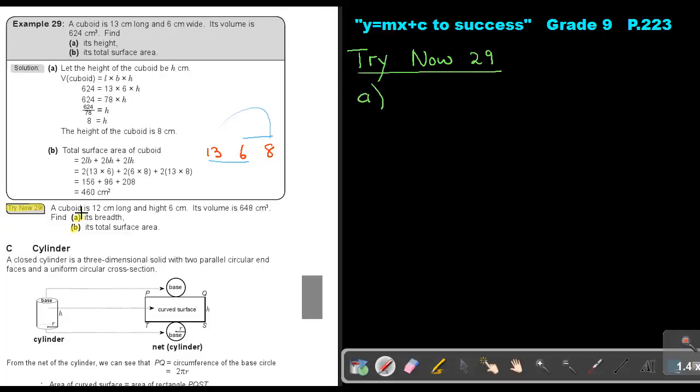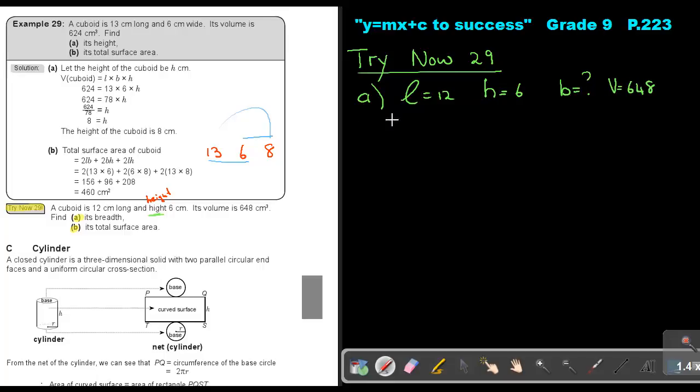So, a cuboid is 12 long, and this is the height. So, okay, just see. The length is 12, and the height, I think there's just a spelling mistake. I will just correct that. The height will be 6, and I'm asking you, okay, find its breadth. So the breadth, I'm looking, and I have the volume. What is the volume? 648.